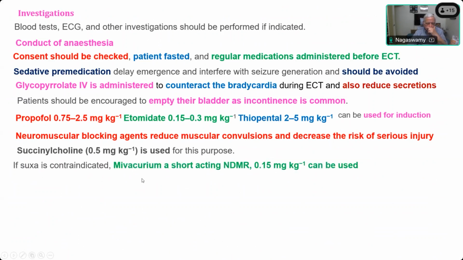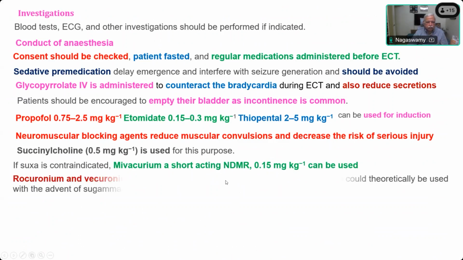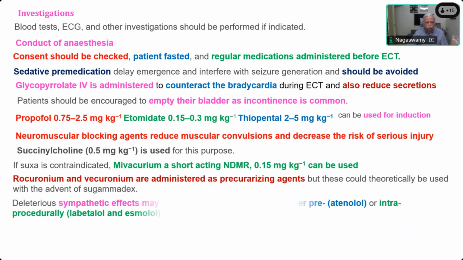And if for any reason suxamethonium is contraindicated, then you can go for mivacurium, which is a non-depolarizing muscle relaxant, but having a very short action. So 0.15 milligram per kg can be used. And nowadays, because we have Sugammadex available, people are using rocuronium and vecuronium also as a pre-curarizing agent, not at the intubating dose, but at a sub-intubating or sub-paralytic dose. So that can be used.